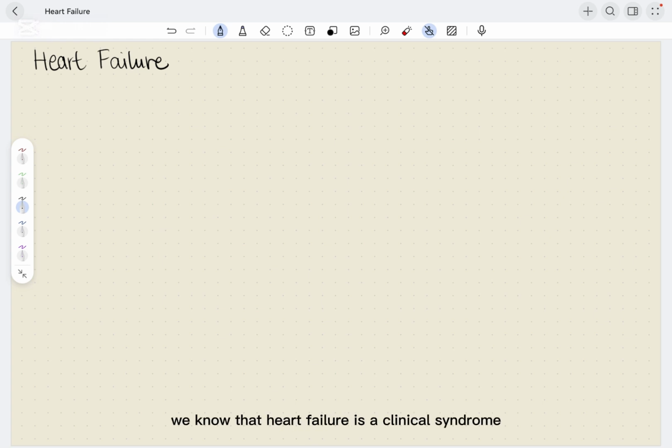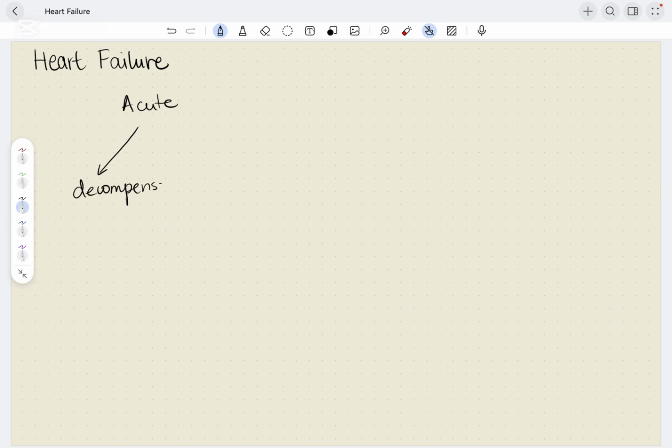Definition wise, we know that heart failure is a clinical syndrome in which we have depressed cardiac output. We have signs and symptoms that go with this depressed cardiac output, like dyspnea, edema, fatigue, exertional intolerance. Any heart failure that comes to the ED is by definition an acute heart failure. Acute heart failure can be divided into two categories. So we can either have decompensated chronic heart failure, or we can have de novo, which means basically somebody getting newly diagnosed as a heart failure.